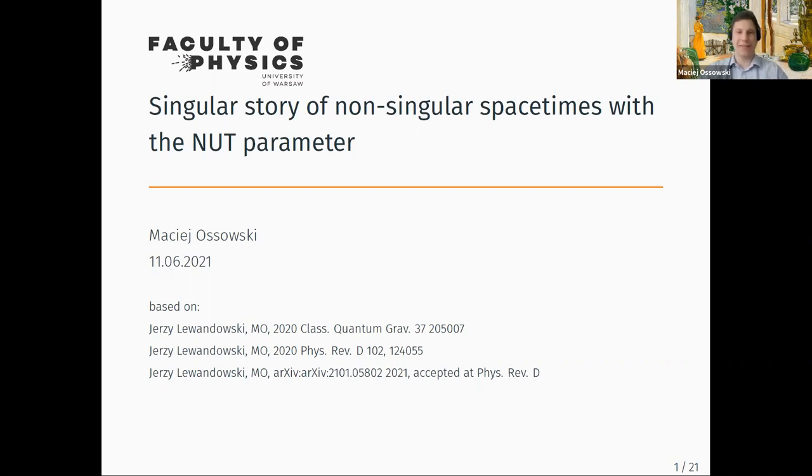And yes, I want to talk about spacetimes with the NUT parameter and singularities that such spacetimes have. But let me first build up to the whole picture, because I want to speak about many different spacetimes, and I want to add one parameter at a time. So we'll start with something very basic. And let me also state at the beginning that all of the spacetimes that I will consider today satisfy the lambda vacuum Einstein equations and are of Petrov type D.